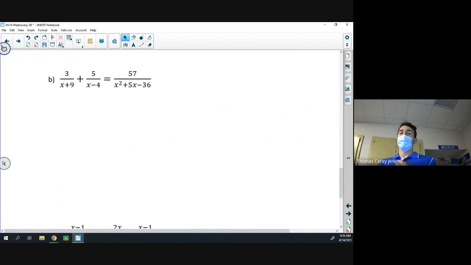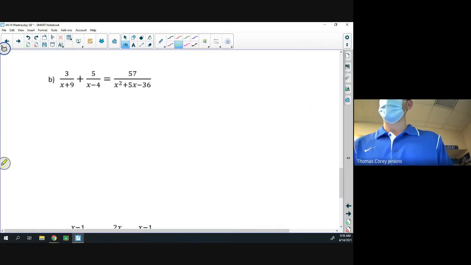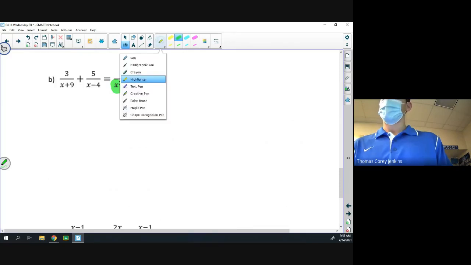Okay, so skipping to B on the backside, B on example 2, we have 3 over x plus 9 plus 5 over x minus 4 equals 57 over x squared plus 5x minus 36. So it looks like a handful, but if we factor our quadratic, it might get a little bit easier, okay?